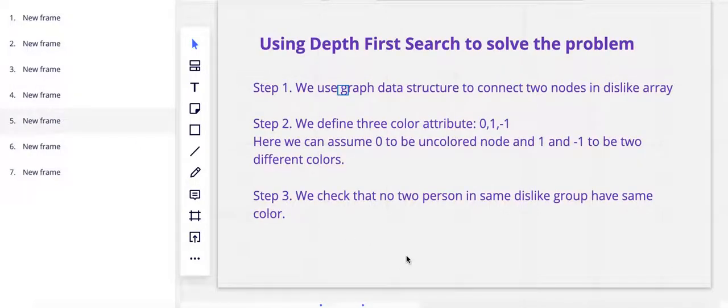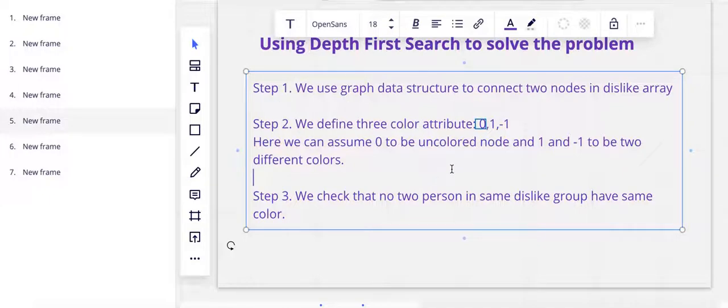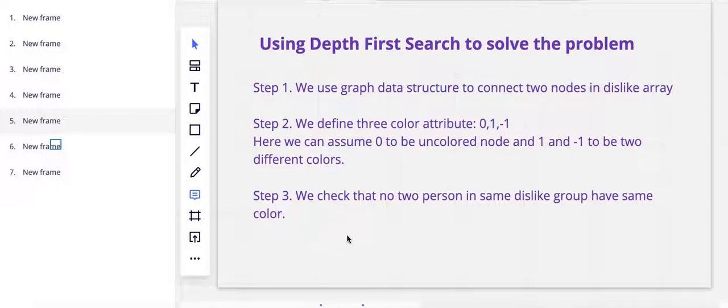So I would use depth first search to solve the problem. As I said, I would be using graph data structure to connect the two nodes and define 3 color attributes by the 3 numbers, integers, 0, 1 and -1. I assume 0 to be uncolored node and 1 and -1 to be two different colors. And then I check that if no two person in same dislike group have same color, then I will return true, otherwise I will return false. If it's not clear over here, let me discuss it in more detail in the next slide.